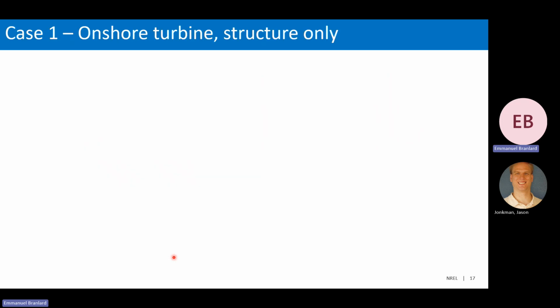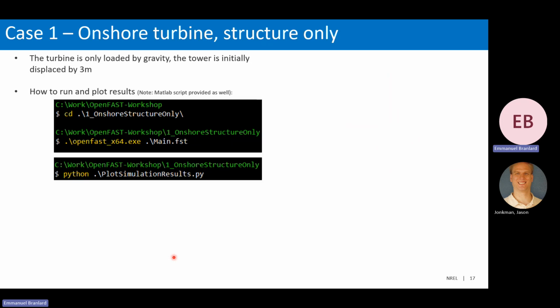And the first case we're going to run is just going to be an onshore turbine with no aerodynamics. Why not? OpenFAST can do this. We have all kinds of modules. Let's just turn off the wind speed. We just have a structure that can oscillate. So it's just structural dynamics with gravity. And at the beginning, the tower is going to be moved by 3 meters, and then it's going to oscillate a bit like Jason mentioned. It's almost like a 1 degree of freedom system.